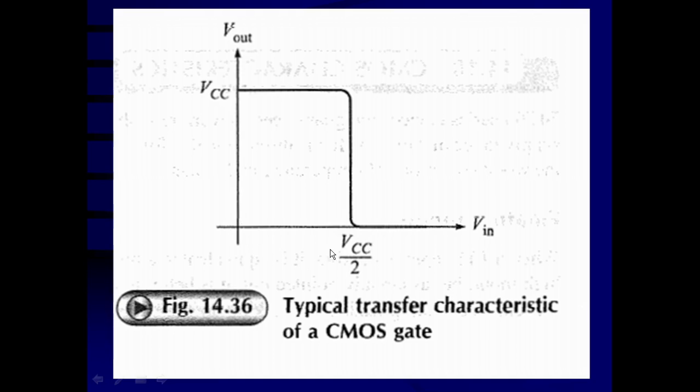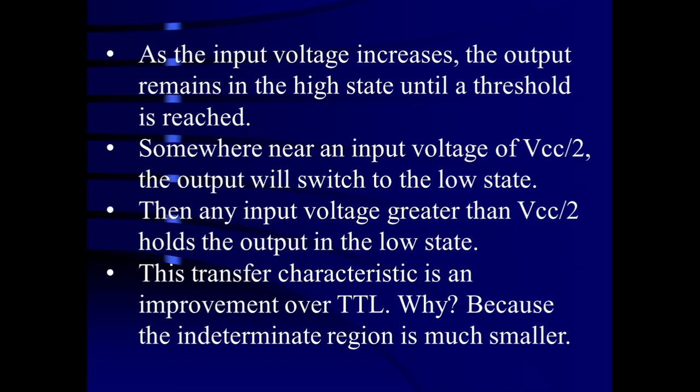So if the input voltage exceeds VCC by 2 and remains greater than VCC by 2, then the output definitely remains in the low state, that is 0 volt. This is called the transfer characteristic of the CMOS gate. As the input voltage increases, the output remains in the high state until a threshold is reached. Somewhere near the input voltage of VCC by 2, the output will switch to the low state. Then any input voltage greater than VCC by 2 holds the output in the low state.